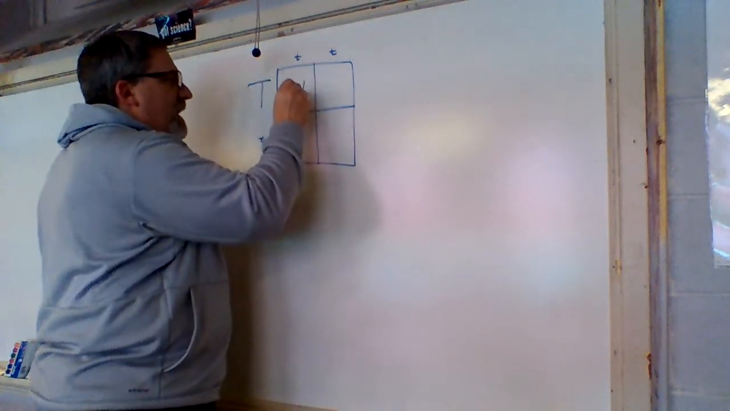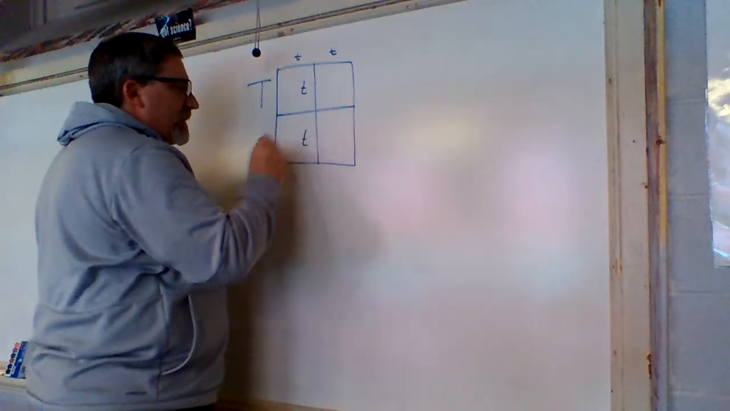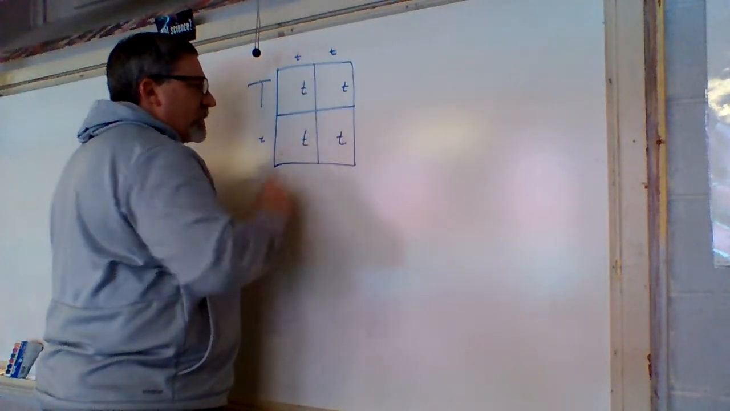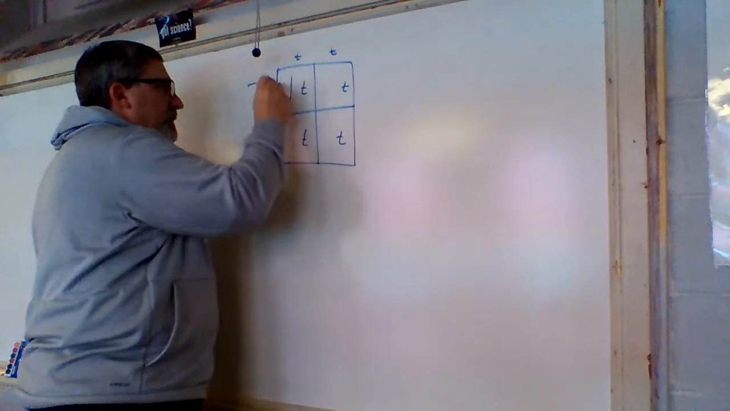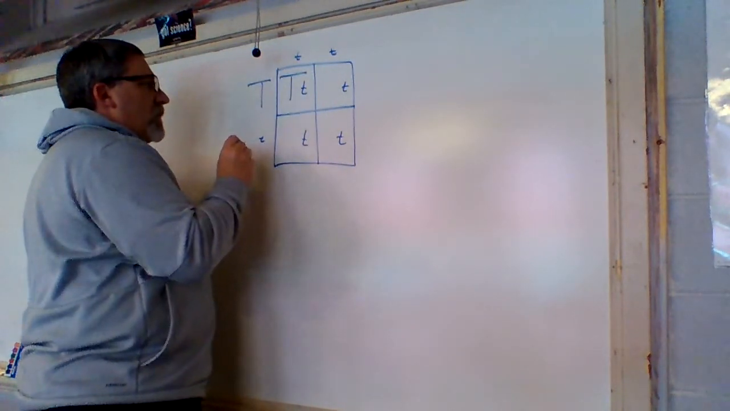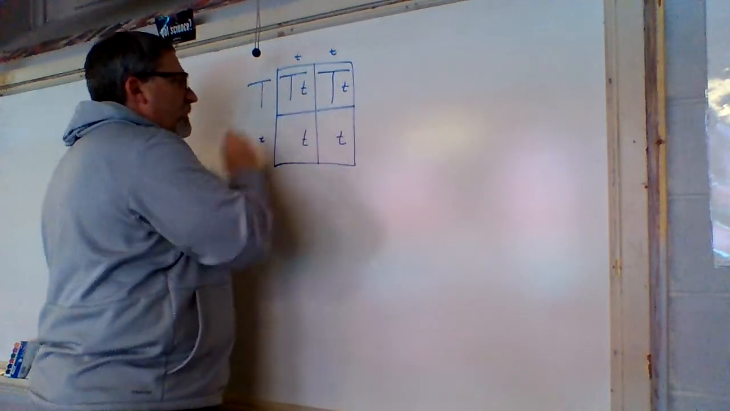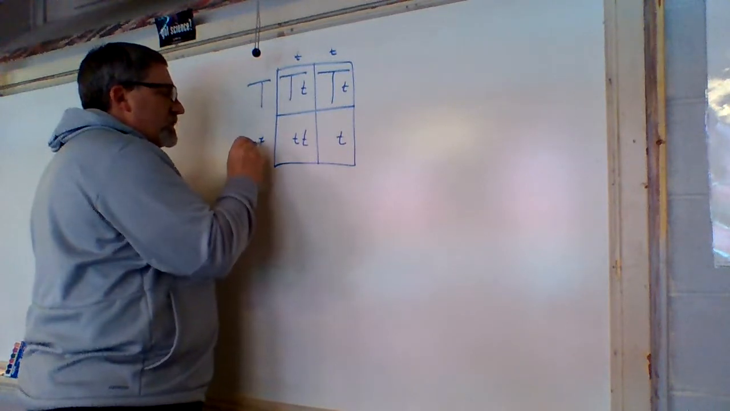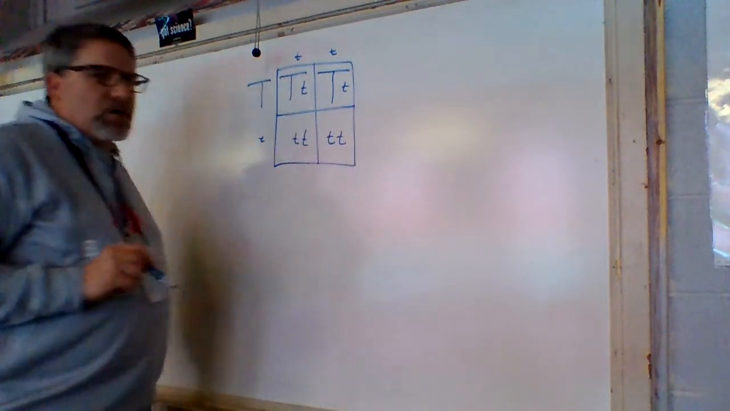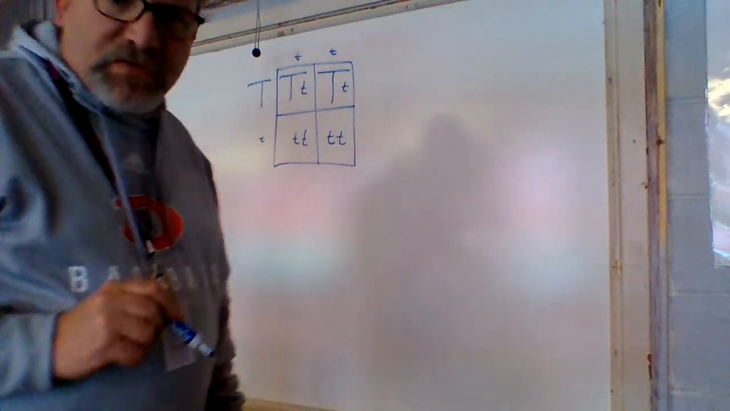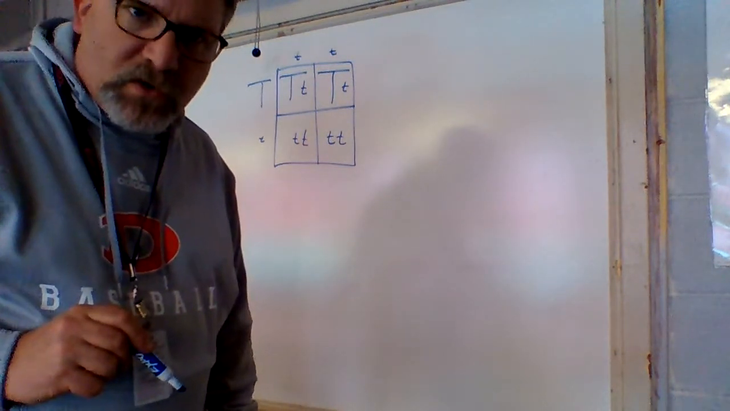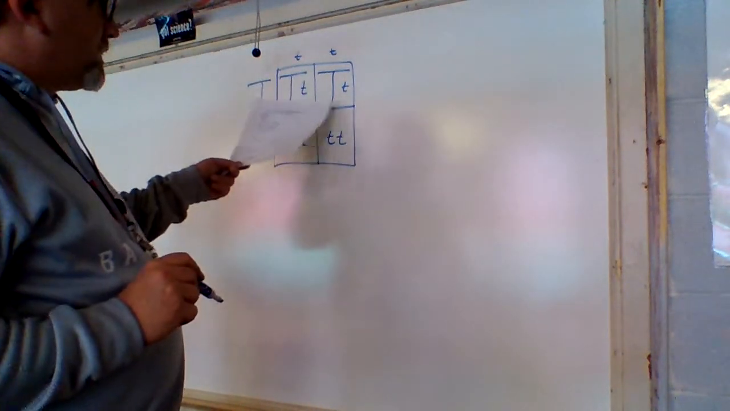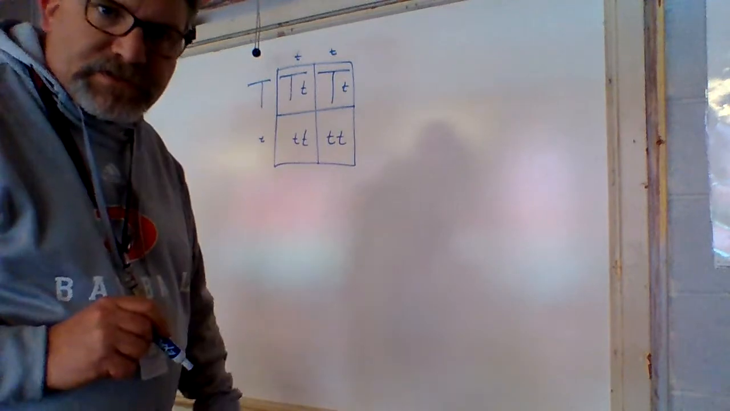This little t drops down in the elevator. This big T moves on the sidewalk across. This little t moves on the sidewalk across, like so. So that right there is how you should have your Punnett square filled in. Across the top, big T, little t. Across the bottom, all little t's. Okay?